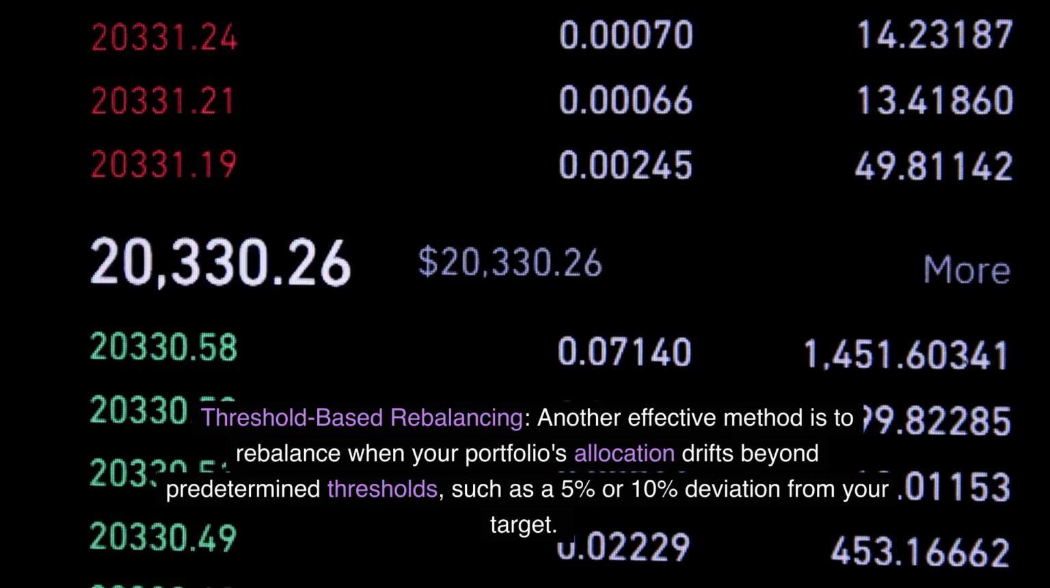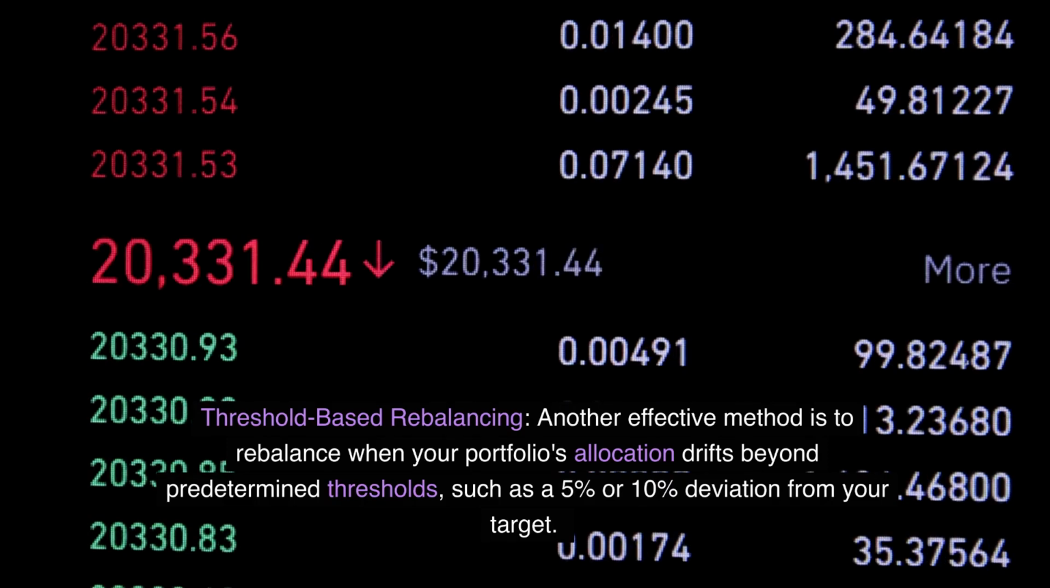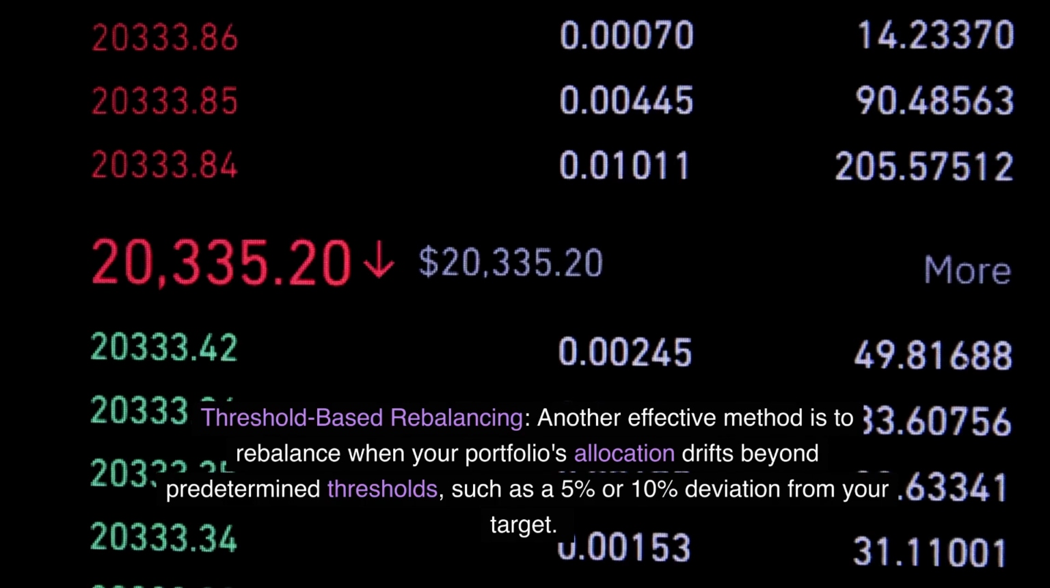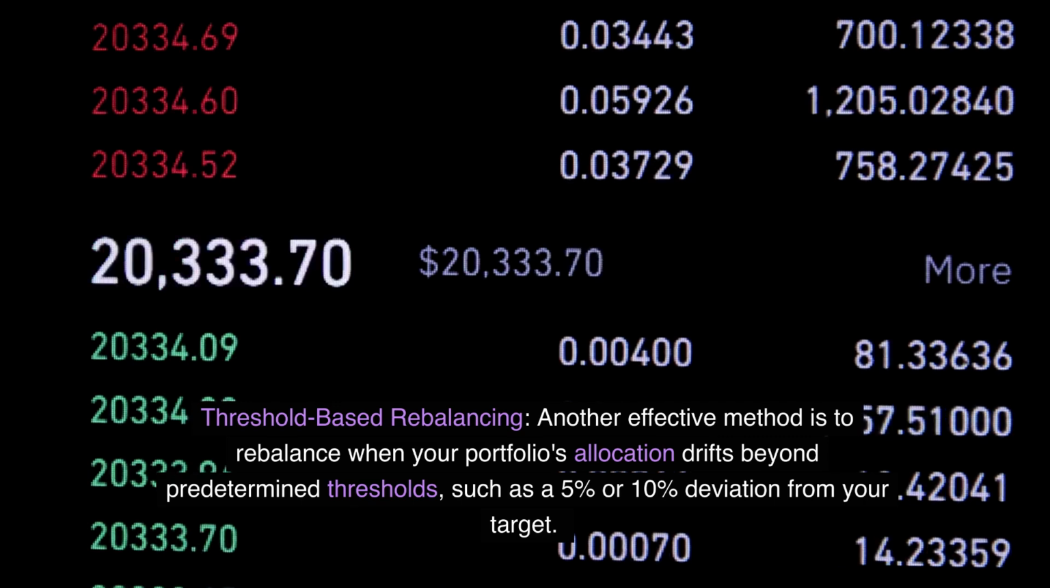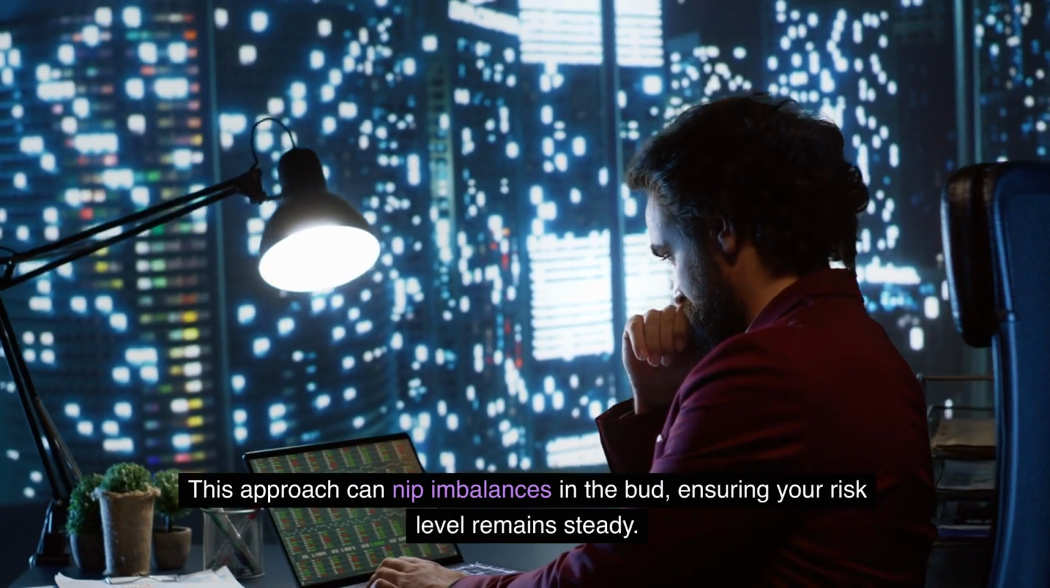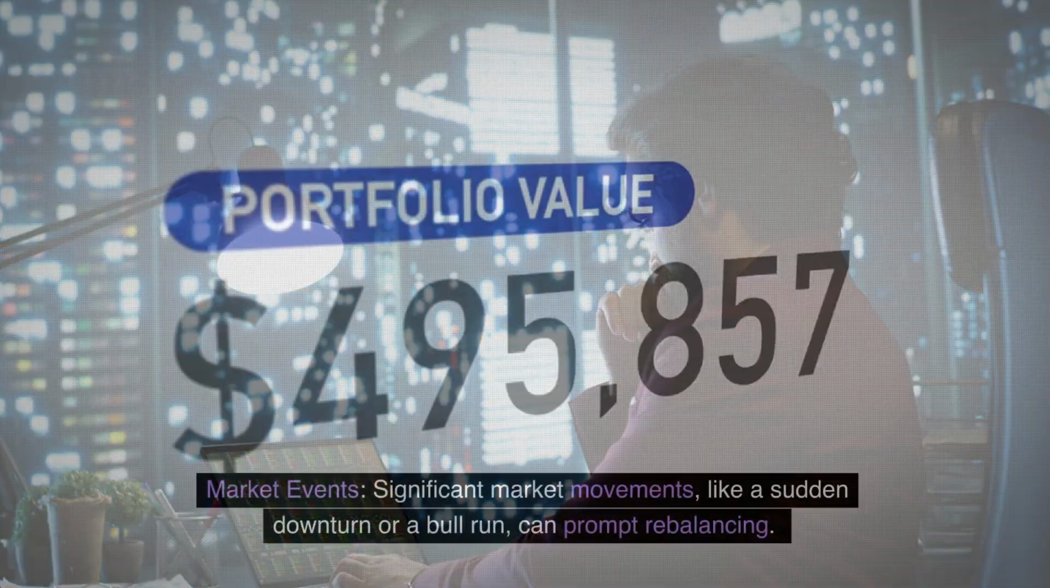Threshold-based rebalancing. Another effective method is to rebalance when your portfolio's allocation drifts beyond predetermined thresholds, such as a 5% or 10% deviation from your target. This approach can nip imbalances in the bud, ensuring your risk level remains steady. Market events.